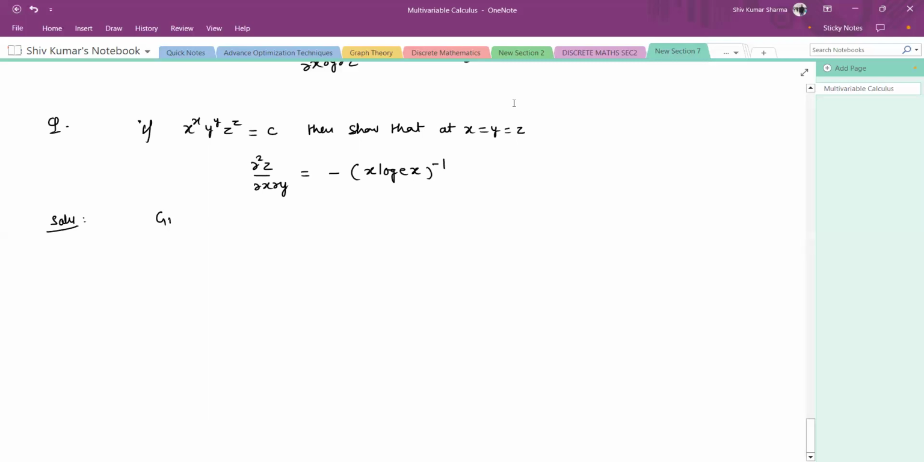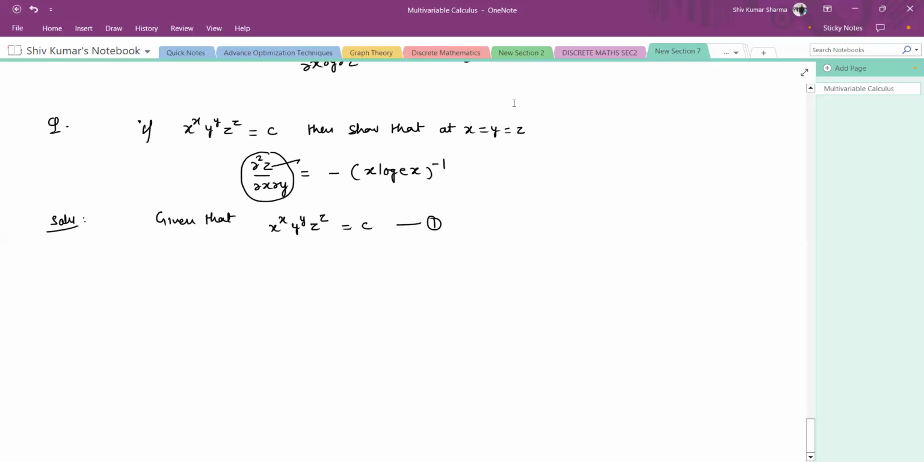So we write down: given that x raised to the power x, y raised to the power y, and z raised to the power z is equal to constant. So this is our equation 1. Before we start the solution, we have to check that we calculate del square z upon del x del y.